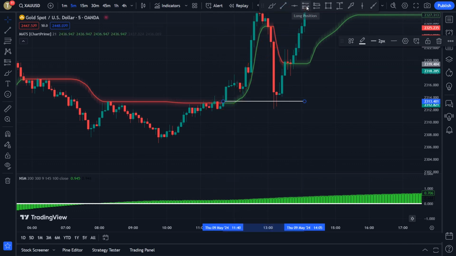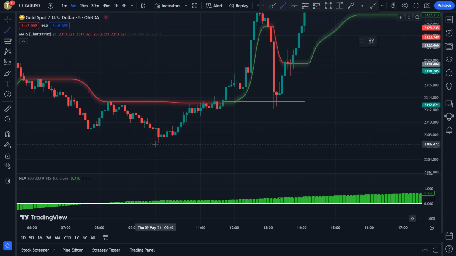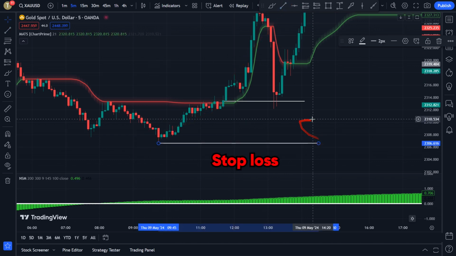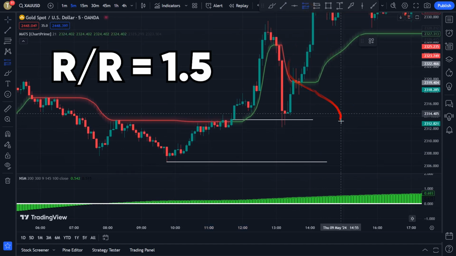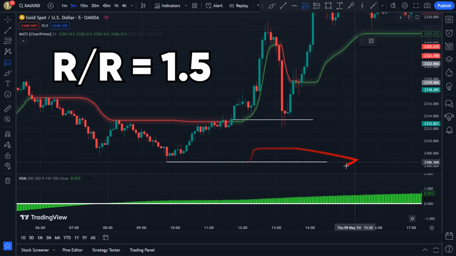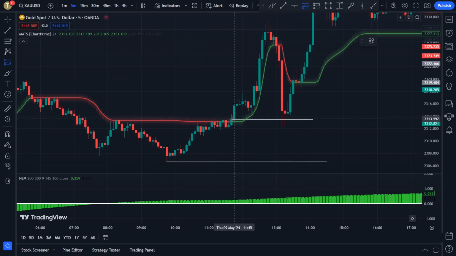For stop loss, it's enough to find the last swing low and place our stop loss slightly below it. For take profit, it's enough to consider a risk-to-reward ratio of 1 to 1.5 and wait for the trade to close with a profit.